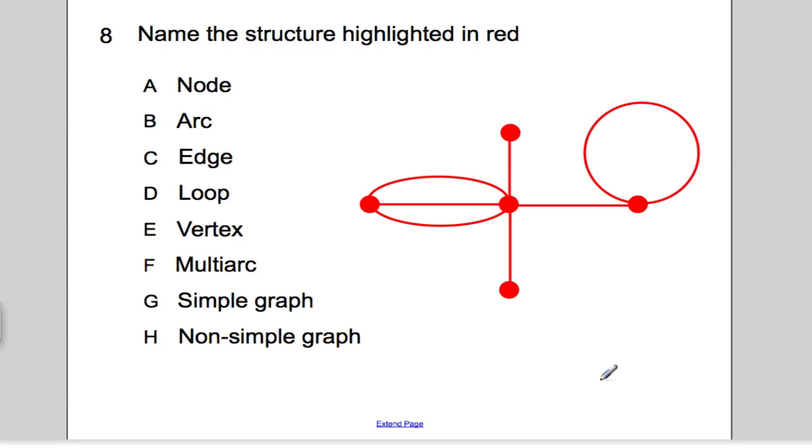Question 8. What's this whole structure called? Well, it's a graph, but actually it's not a simple graph because it's got loops and it's got multi-arcs, so it's a non-simple graph.